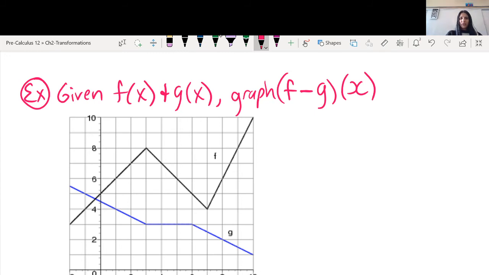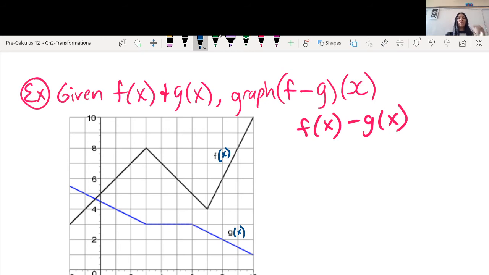Ultimately, what we're doing is f of x minus g of x. I'm going to call the black one here f of x, and the blue one here g of x. They're already labeled. I'm just going to put an x there, and an x there so you can see where it's coming from. The top one, the black one, is f, the blue one is g.